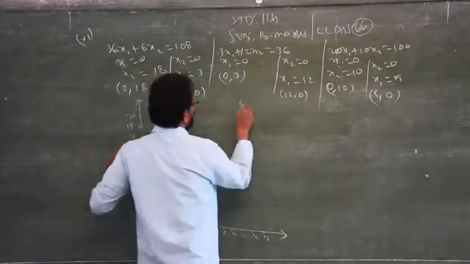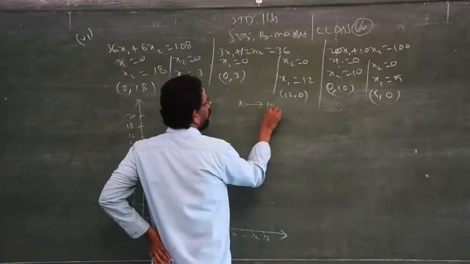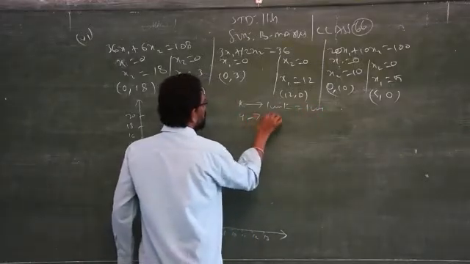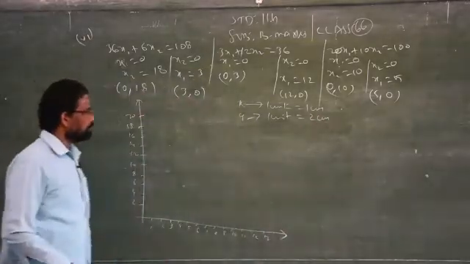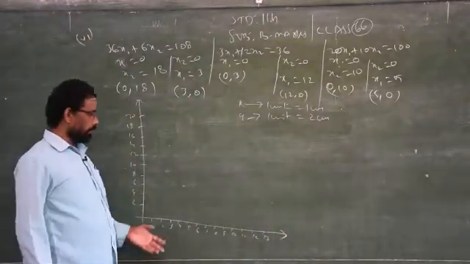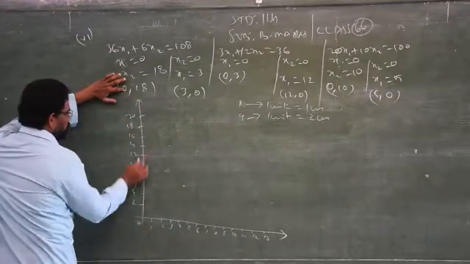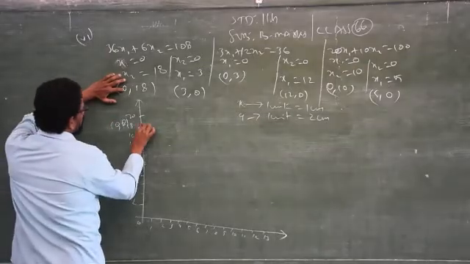Clear? So what is the scale reading? On the x-axis, 1 unit is equal to 1 centimeter. On the y-axis, 1 unit is equal to 2 centimeters. So you have to write down the scale reading. That is very important. Now you have to plot the point 0, 18. This is 0, then 18. So 0, 18. Circle it.